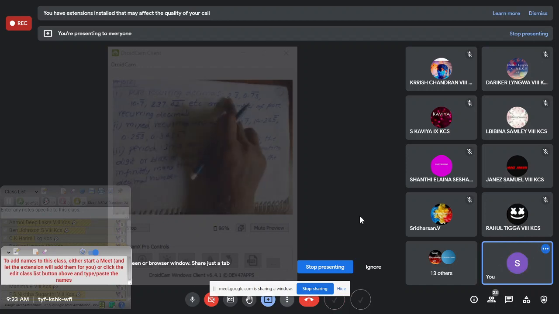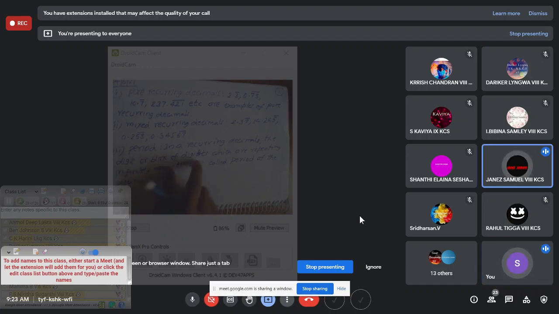In this example, can you tell me what is the period of the decimal number? Understood this point, my dear children? The digit or block of digits which is repeating infinitely many times, that part is called the period of the decimal number.